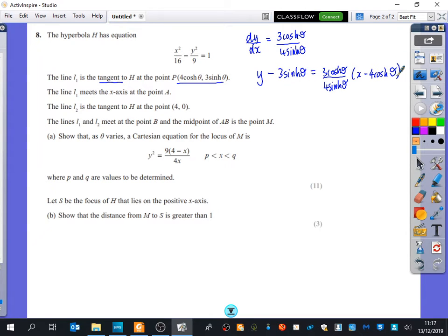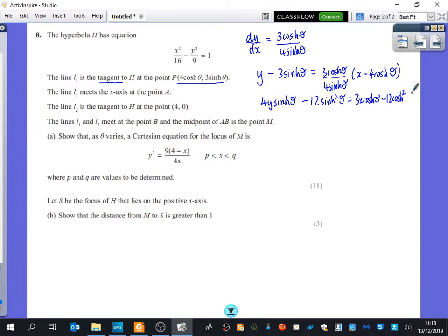And probably it's going to be a good idea to multiply up by 4 sinh theta here. So I get 4y sinh theta minus 12 sinh squared theta equals 3x cosh theta minus 12 cosh squared theta. There's an identity in here. 12 sinh squared theta minus 12 cosh squared theta. Yeah, it's the other way around, because of Osborn's rule.